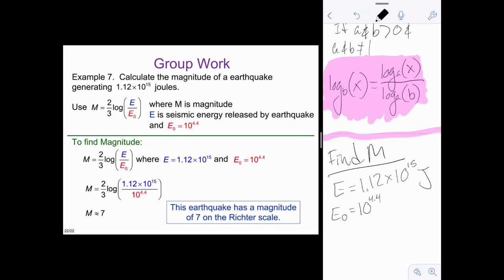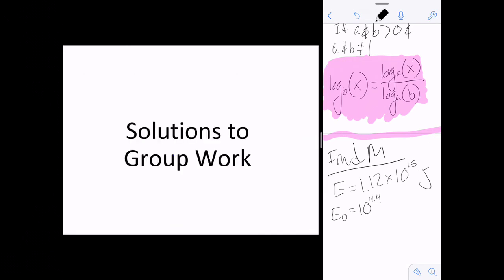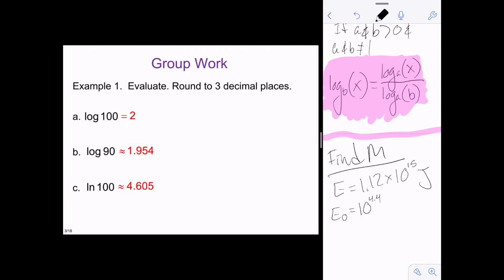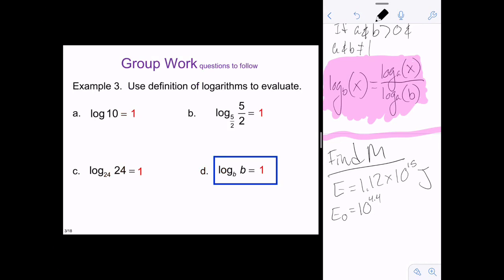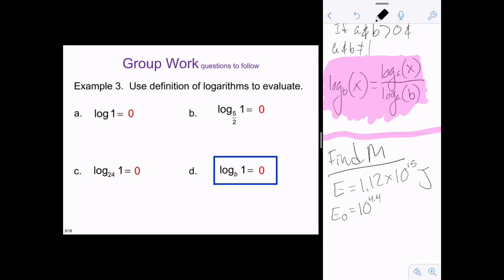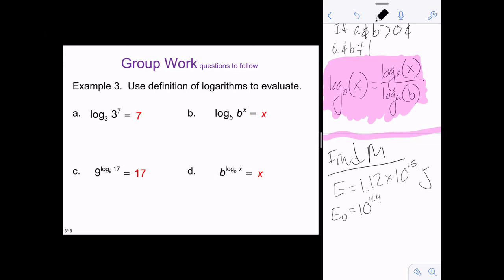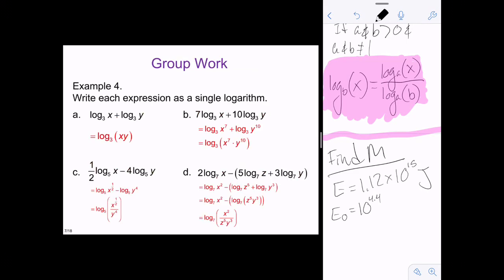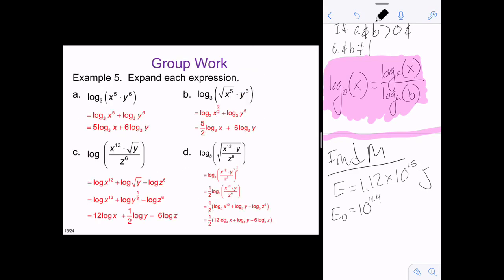And that's it. Here are some solutions to our group work. I'm just going to pause through them so that you can double check that your work got good. This is me just reiterating those really good rules that we had about log, just making sure that you feel comfortable.